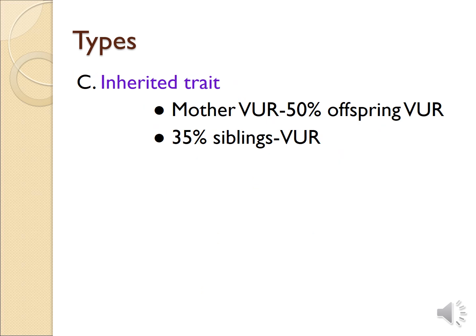And number 3 type is inherited trait. So this is a genetic condition. If the mother has a VUR, 50% of her offspring can also have a VUR. And if one sibling has a VUR, the risk of another sibling having VUR is 35%. So this is a genetic or inherited type of VUR. So totally there are 3 types of VUR.